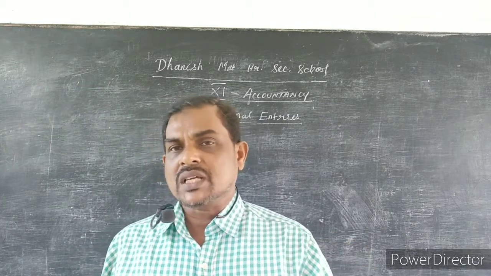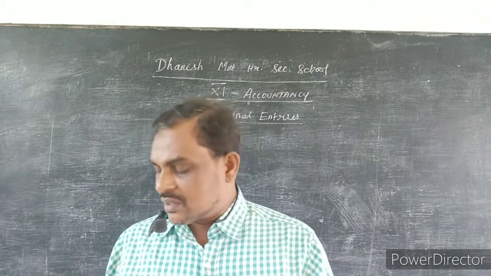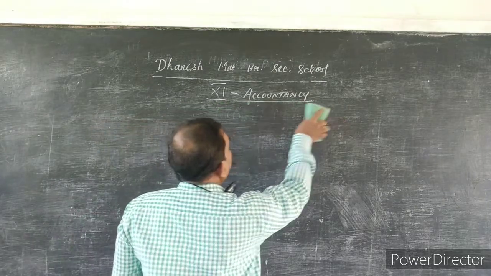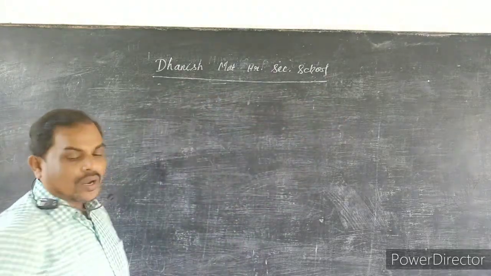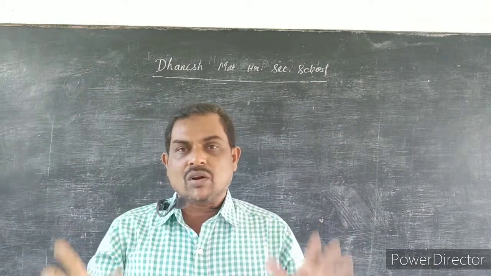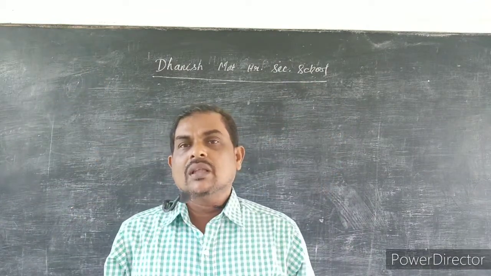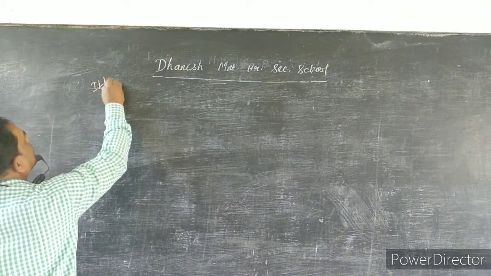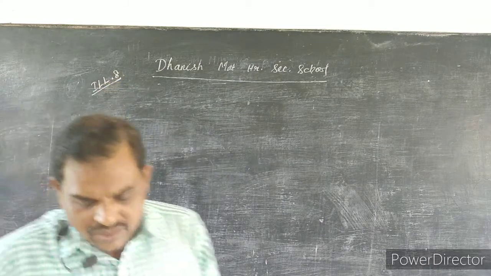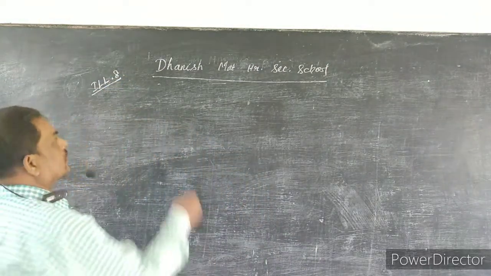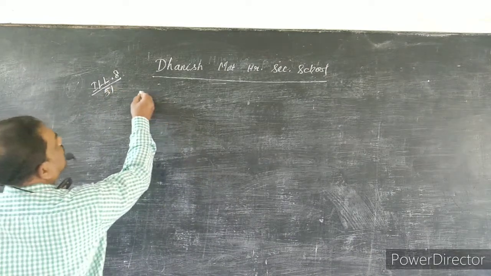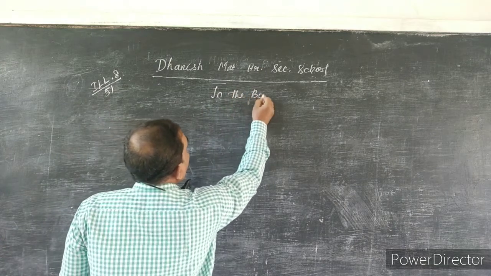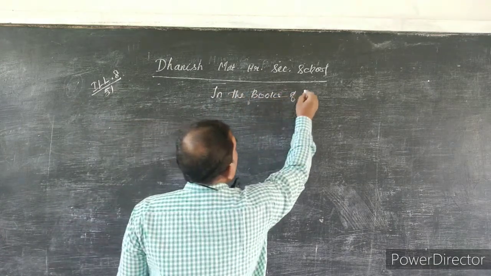Okay, so I'll teach you the journal entry, very important. Please listen. For journal entries, you have to use only one page in the accountancy notebook, not two pages. This is illustration 8, page number 51. So in the books of Pragadish, what is the heading? In the books of Pragadish.